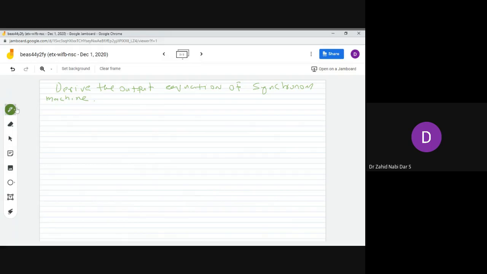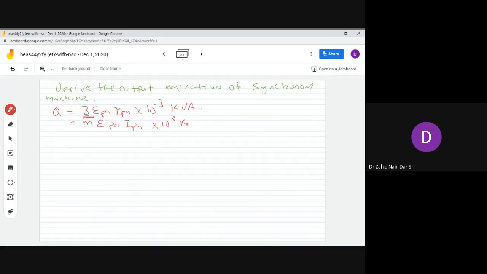First of all, whenever we go for the output equation, we take Q equal to 3 times E phase I phase into 10 power minus 3 kVA. This is common in all machines. Since it's a three-phase machine, we consider 3, or otherwise we can write M into E phase I phase into 10 power minus 3.